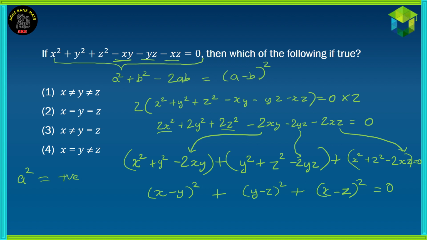So over here, if any of these terms is more than 0, for example, if x minus y is 1 squared, then any other one of the others must be negative, but that cannot be possible. So the only solution to this equation is x minus y is 0, y minus z is 0, and x minus z is also 0.